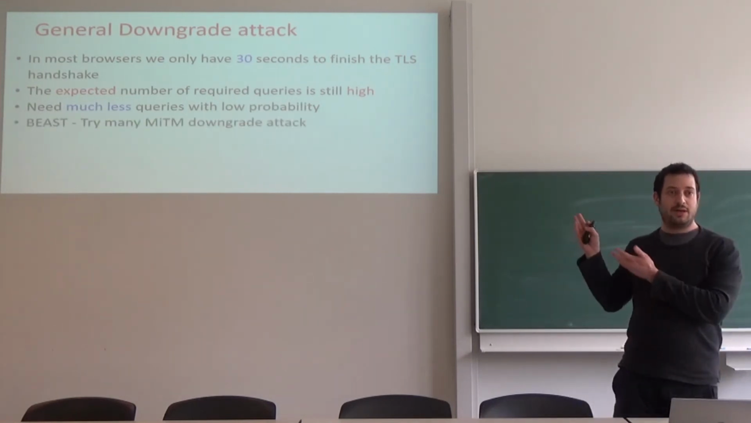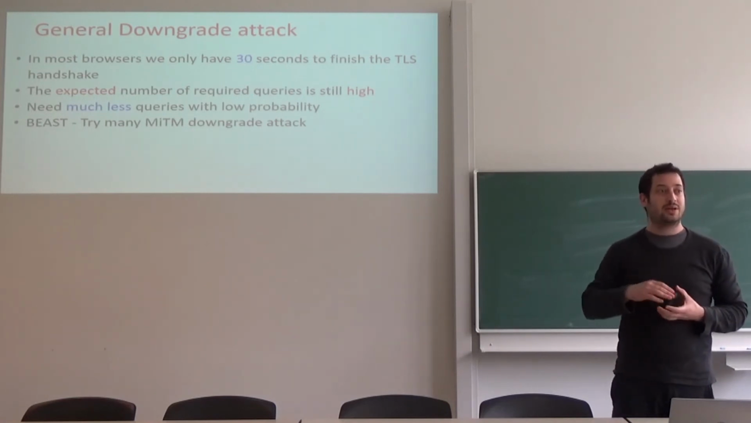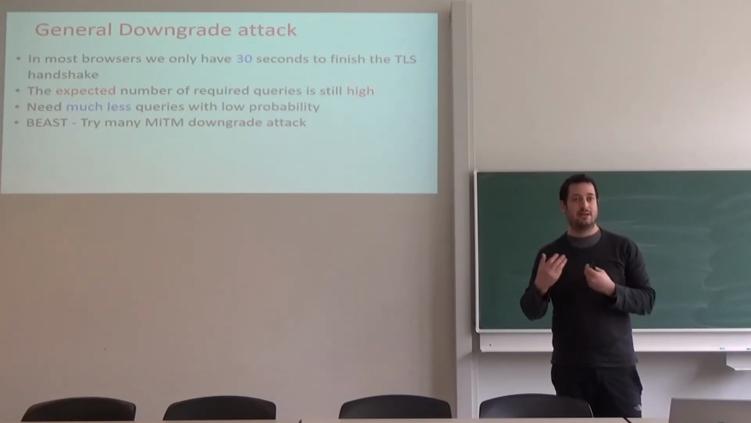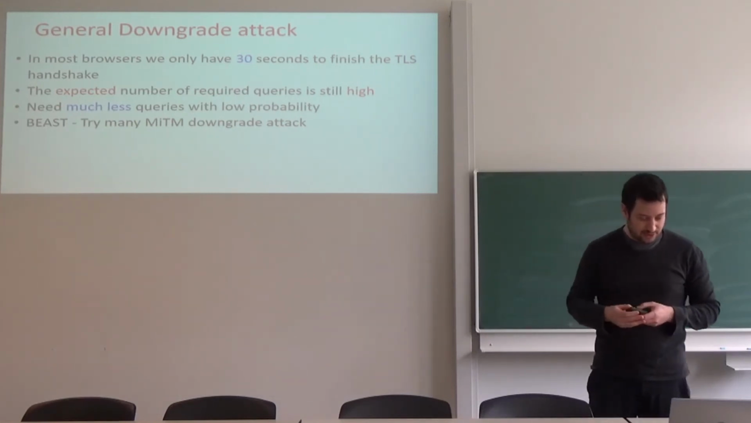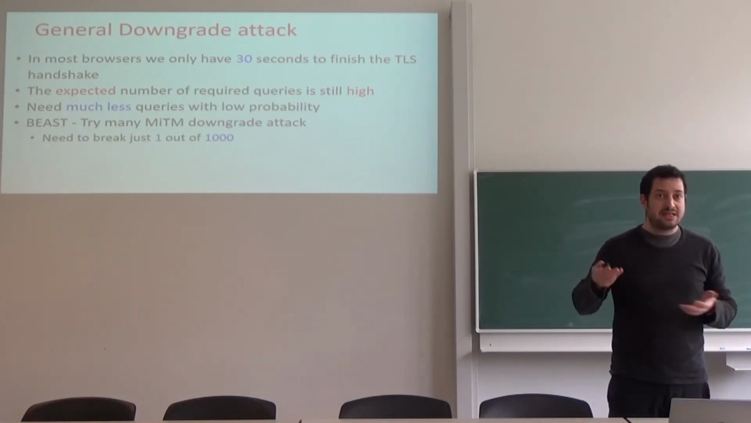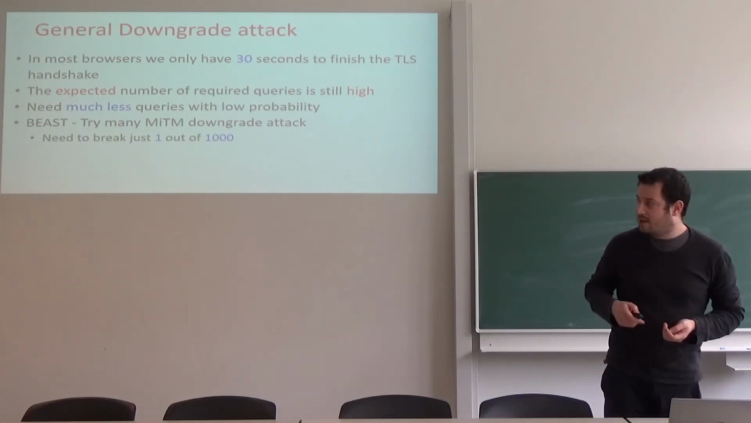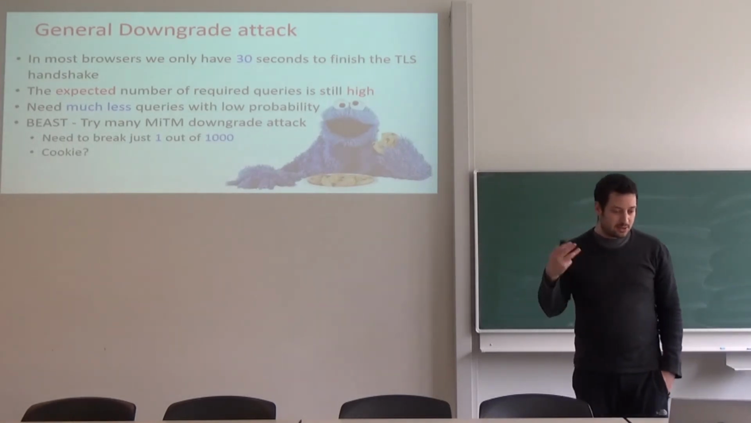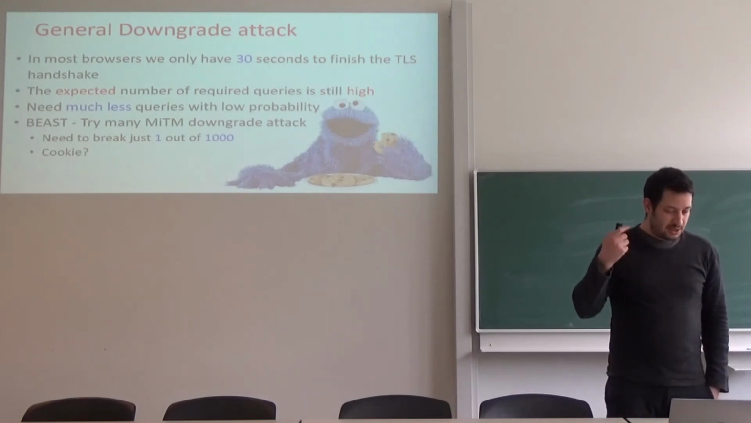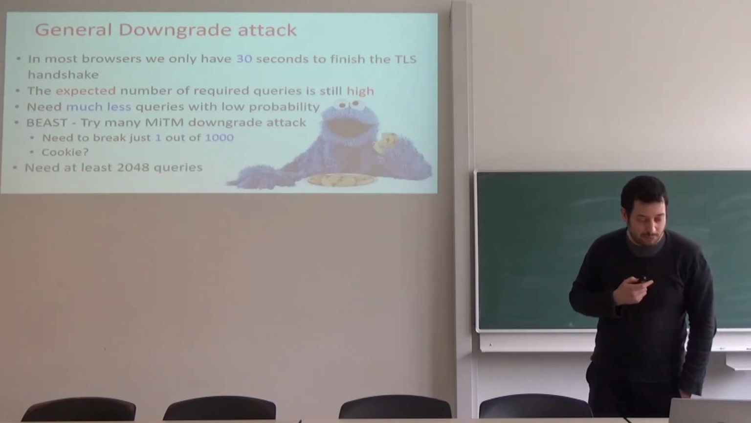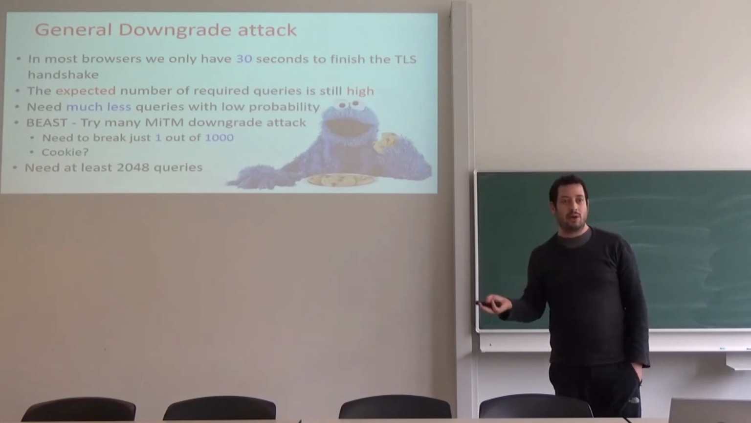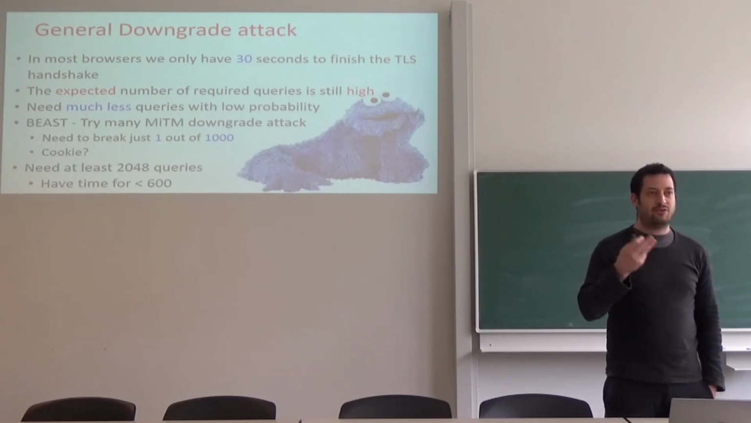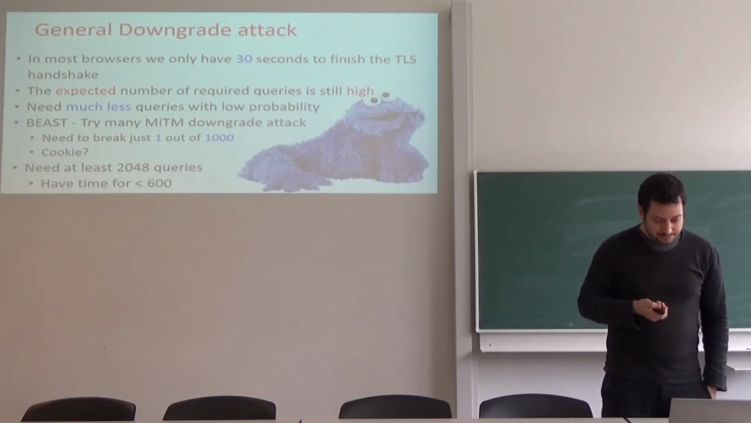This is where the BEAST attack comes in handy, because we can repeatedly reopen the TLS connection, try to do it again and again until we get lucky and are able to attack it with a very low number. So let's say we need to break just 1 out of 1,000, we can get something that's much smaller than the expected number of queries. So is it enough to get the cookies? Unfortunately, again, the answer is no. No matter how lucky we get, we need at least 2,048 sequential queries, and we have time for just about 600 or so.